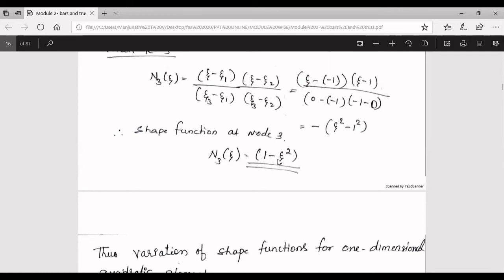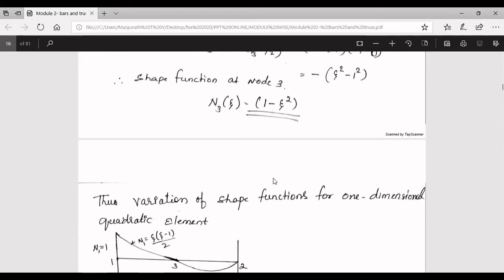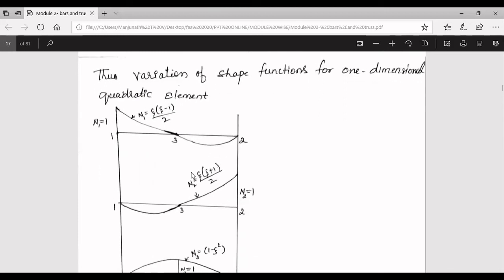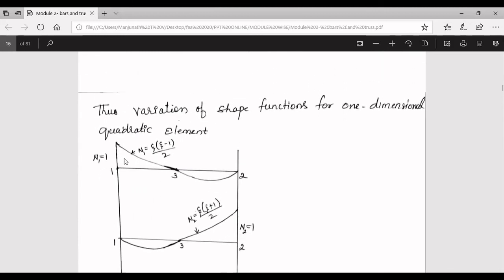These are the shape functions at nodes 1, 2, 3 for the three noded quadratic element, and the shape variation will be like this. When N1 is equal to 1, the shape variation will be like this. The N1 shape function is equal to zeta into (zeta minus 1) divided by 2. If you substitute the zeta value at node number 1 as minus 1, you get N1 value 1. Then along the length of the element, substituting the zeta values gives different values, so it shows the shape function like this.